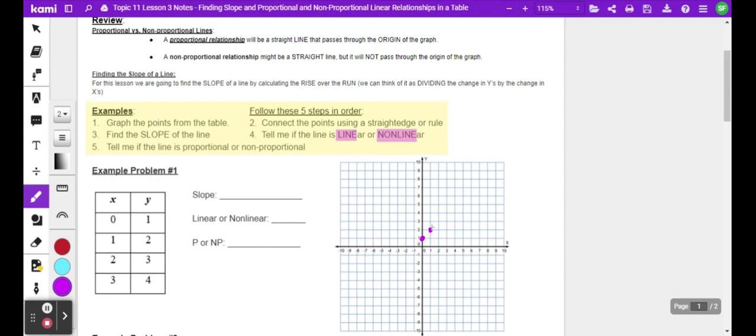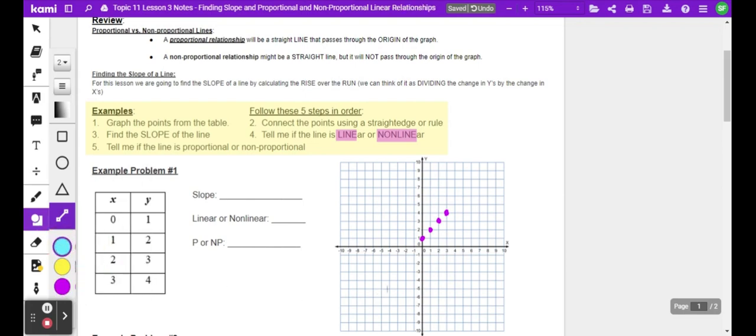The third point is located at 2, 3. Again, start at the origin, go to the right 2, and then up 3. And then the last point is located at 3, 4. I would start at the origin, move to the right 3, and then up to 4, and plot that last point. You can go ahead and take a ruler or a straight edge to connect the points and make your line. I'm going to use my line tool here.